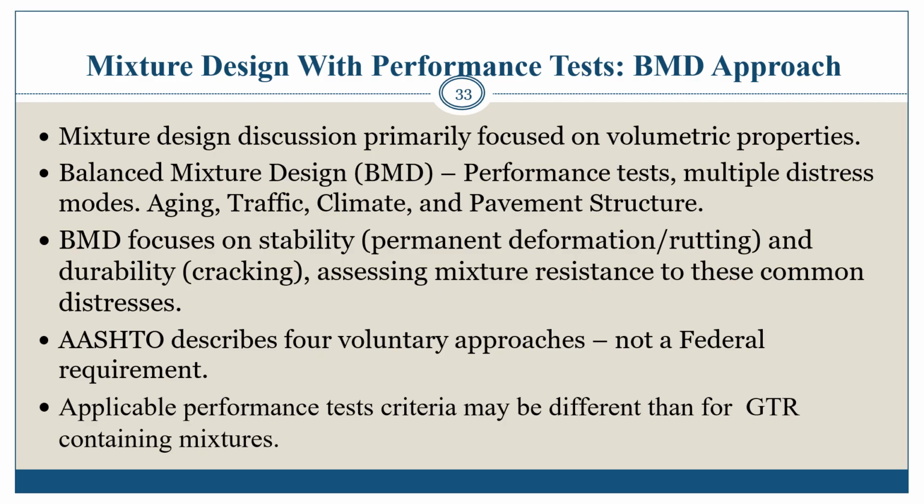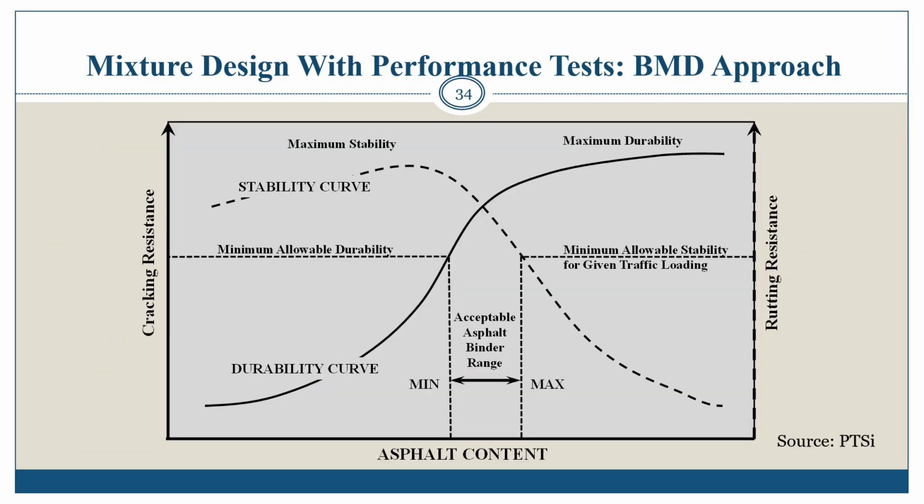The Association of State Highway Transportation Officials AASHTO PP 105-20, standard practice for balanced mix design in asphalt mixtures, describes four approaches, A through D, for the BMD process. This is a voluntary standard and is not a federal requirement. With GTR, applicable performance test criteria may be different than for conventional DGA mixtures. Deformation, rutting, and durability and cracking to assess mixture resistance to these common distresses.